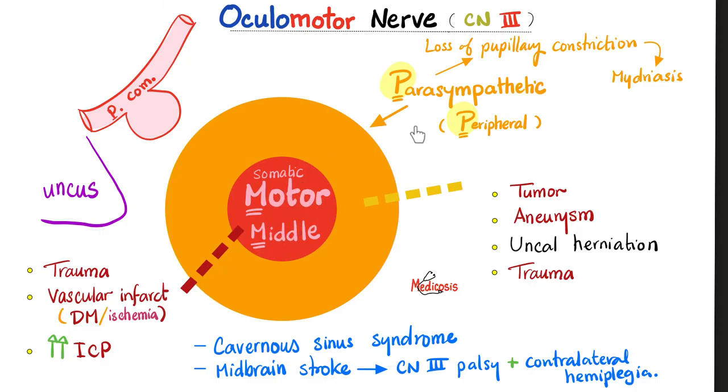It can affect everything here. How about a stroke in the midbrain, which is the origin of the oculomotor nerve?